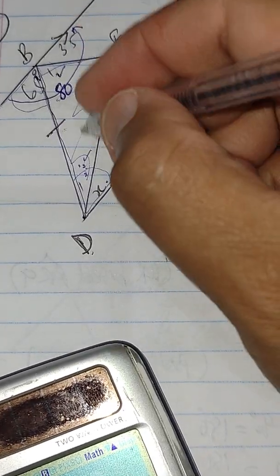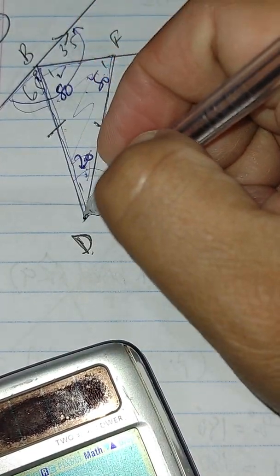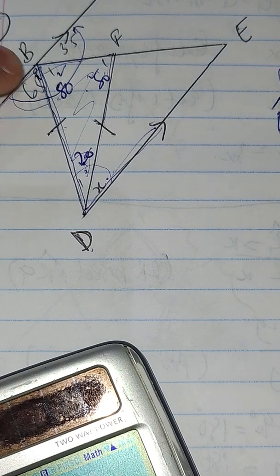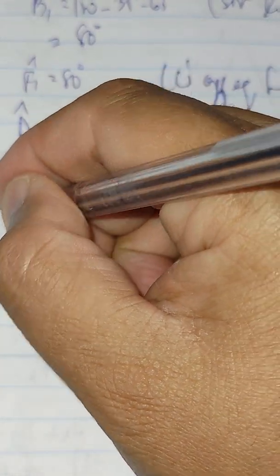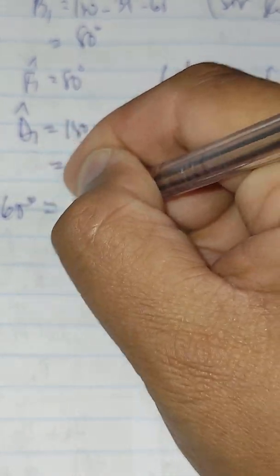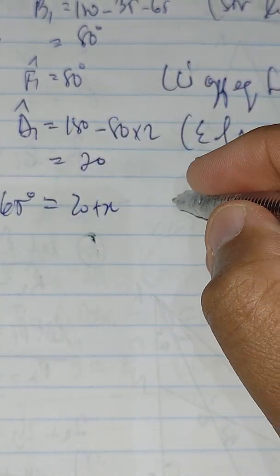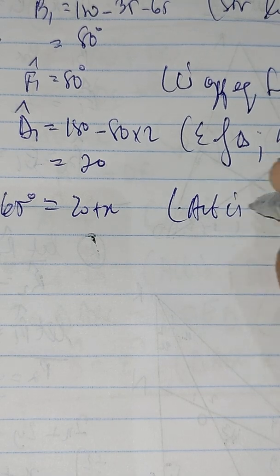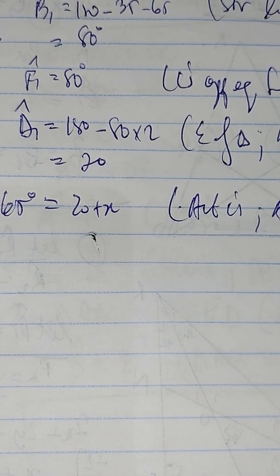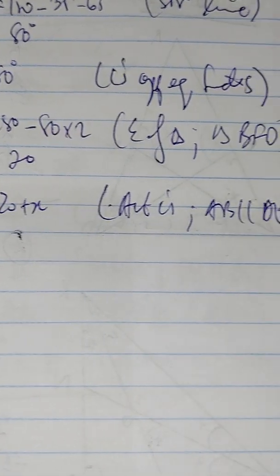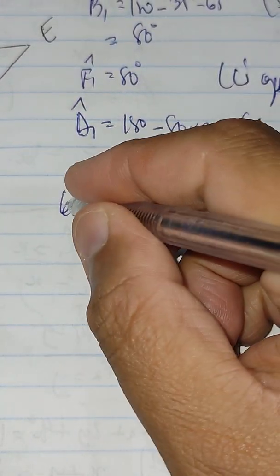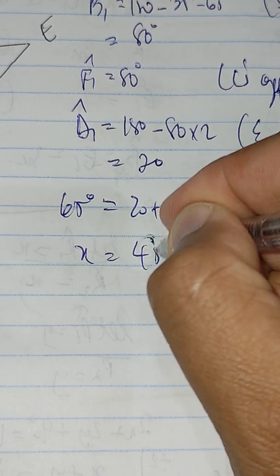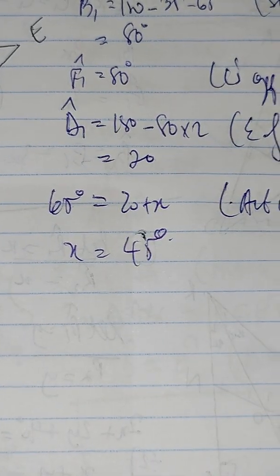Then if that is 20, we can go with the fact that it's alternate. So 65 plus 20 plus x equals 180, alternate. Sorry, 65 equals 20 plus x. So alternate angles with AB being parallel to DE. Okay. Take the 20 over, so 65 minus 20 is 45. So x is equal to 45 degrees. Okay.